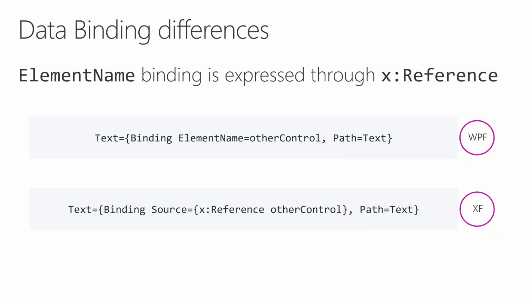Another difference is the binding markup extension. In WPF and UWP, we have an element name property which allows us to bind to other visual elements in the same XAML tree.